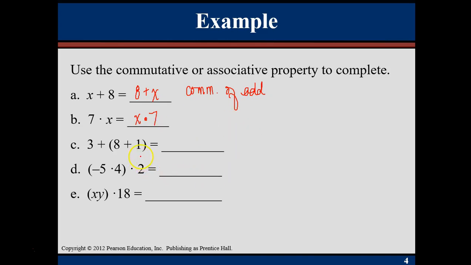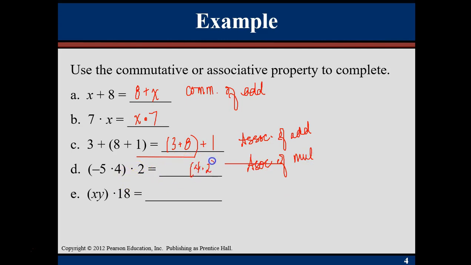Since I have parentheses in C, I'm going to use the associative property. Instead of adding 8 plus 1 first, I can add 3 plus 8 first, and then add 1, and I would get the same answer. I can use the associative property of multiplication in D by saying 4 times 2 first, and then multiplying by the negative 5.